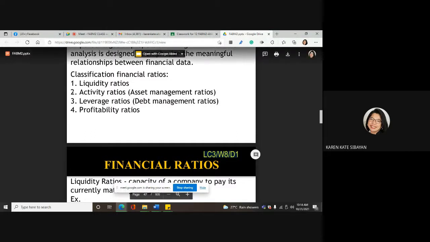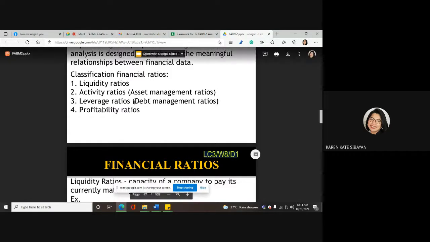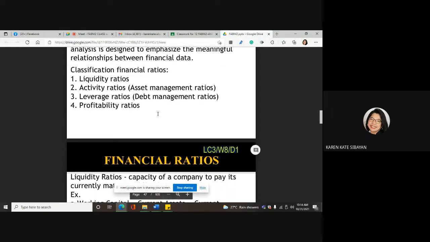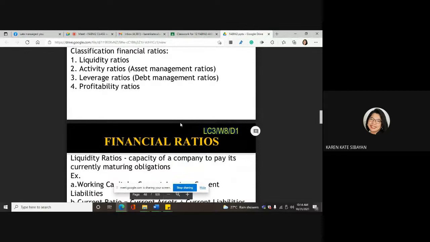We also have what do you call activity ratios, asset management ratios. Third, leverage ratios. These are the debt management ratios para malaman mo kung mas marami ka bang utang kaysa natatanggap mong income. Next is yung profitability ratios.